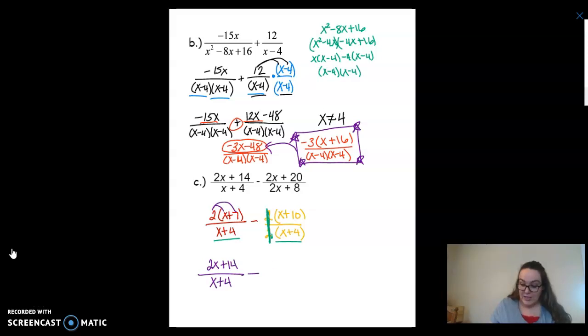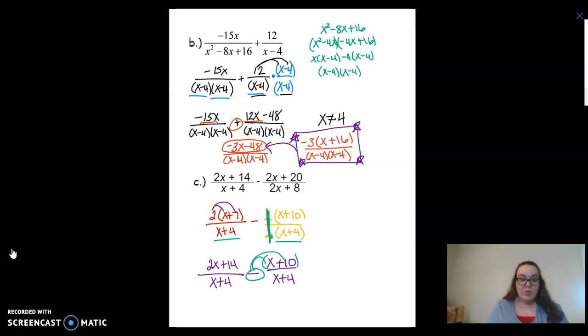and I'm going to subtract the x plus 10 over the x plus 4. So this time we simplified because it was helpful to simplify. Okay? Now, when I'm subtracting something like this, something you need to be careful about is this minus sign is distributed to everything on that numerator.